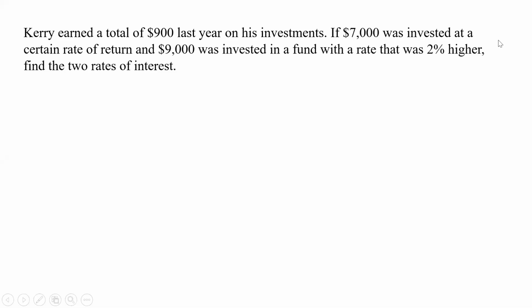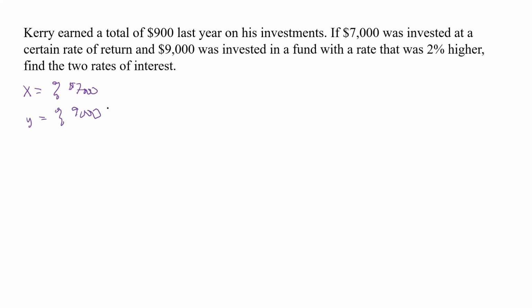All right, so here it says Kerry earned a total of $900 last year on his investments. If $7,000 was invested at a certain rate of return and $9,000 was invested in a fund with a rate that was 2% higher, find the two rates of interest. Let's let x equal the percent for the $7,000, and y equal the percent for the $9,000.